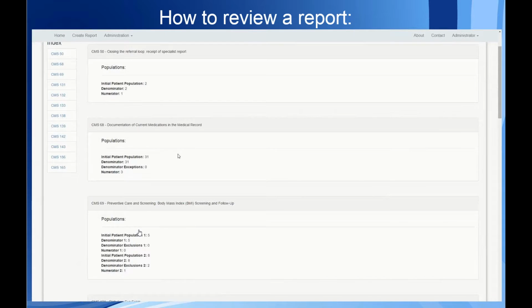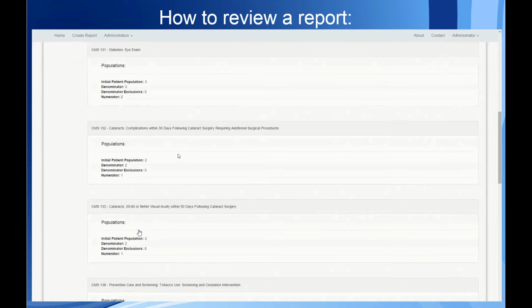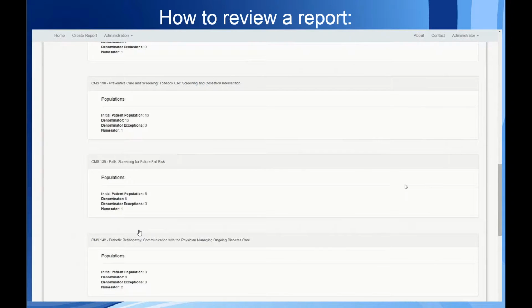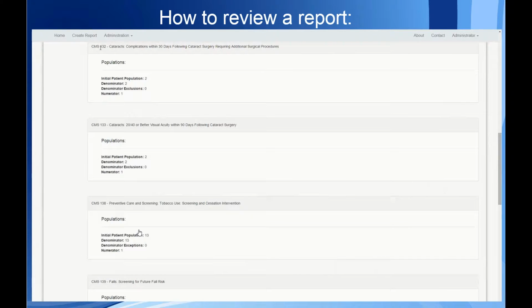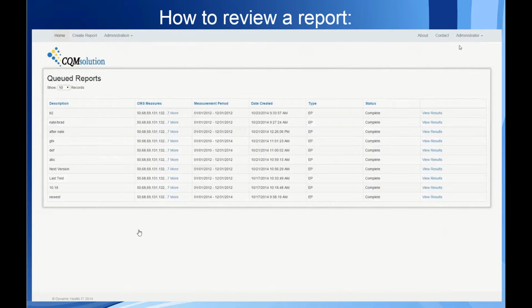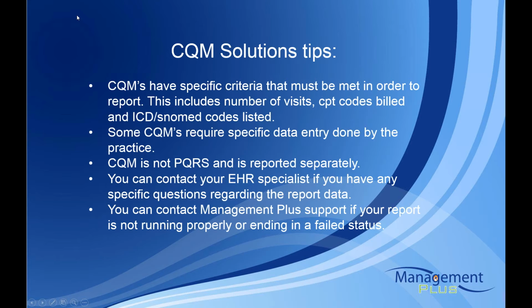Okay, so when we click on View Results, it will pull up each individual CQM and show you your individual numerator and denominator data per CQM. Very easy to scroll through these options, or if you want to jump to one, you can click the hot link on the side, and it will jump straight down to that measure for you. And once you're finished reviewing your report, you can go back to the home screen, review another report, or you can log out of the report as that user, which will take you back to the login screen.